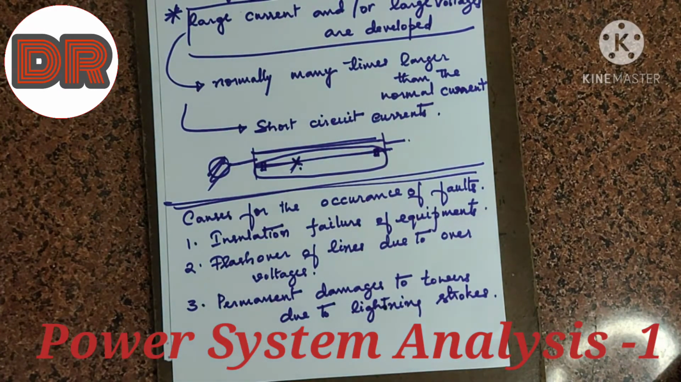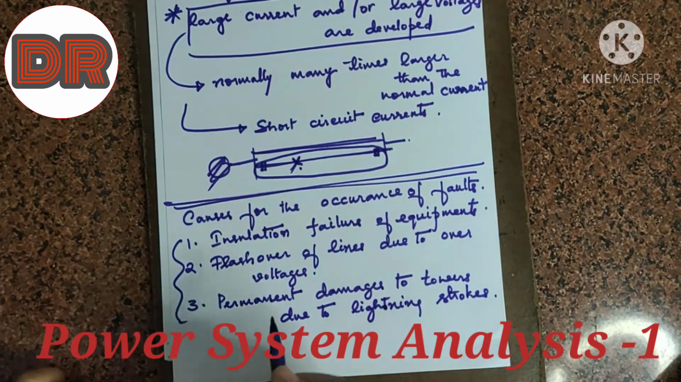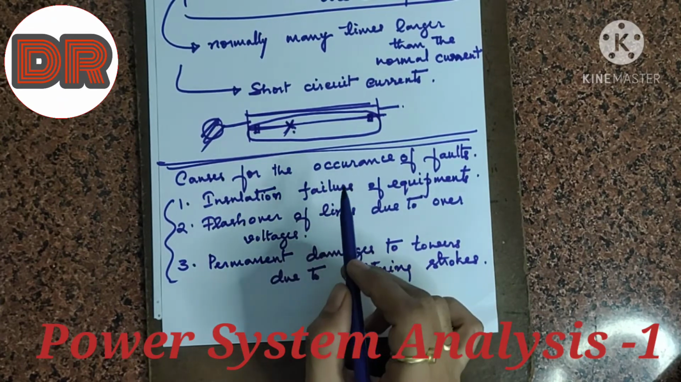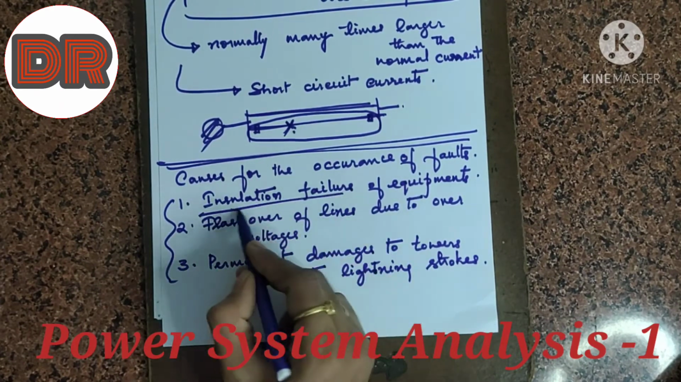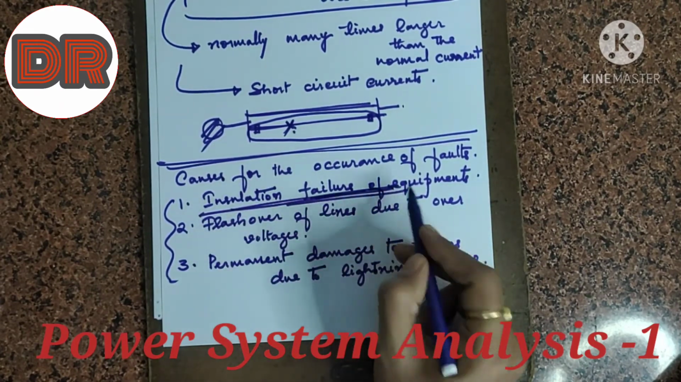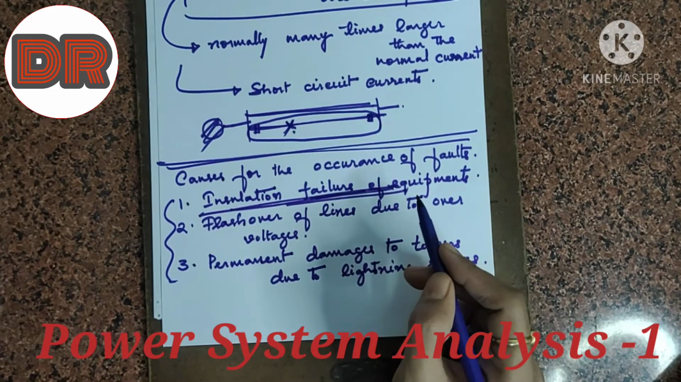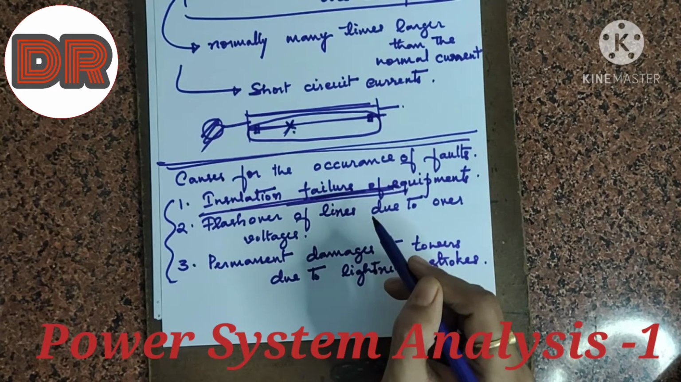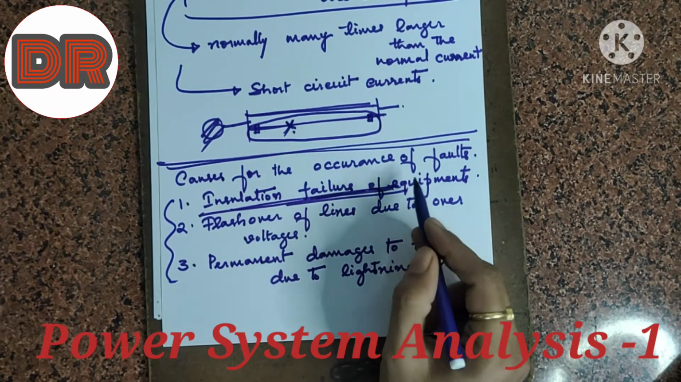So what are the different causes for the occurrence of faults? I have noted few points here. See, the very important cause for the occurrence of fault is insulation failure of equipment. This is the general one. So when there is an insulation failure of any equipment, it leads to fault, or it is the main cause for the occurrence of fault.